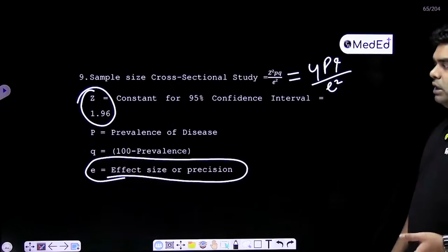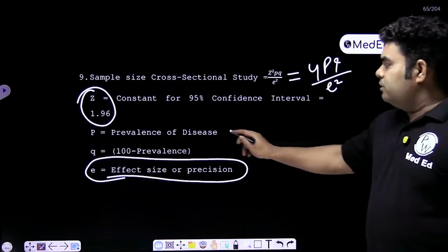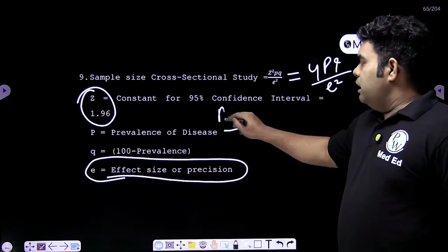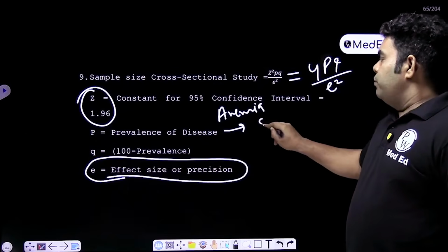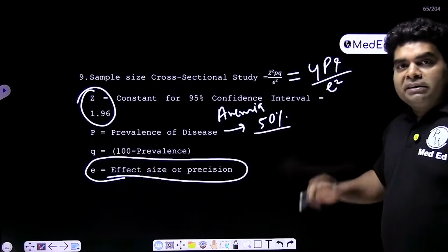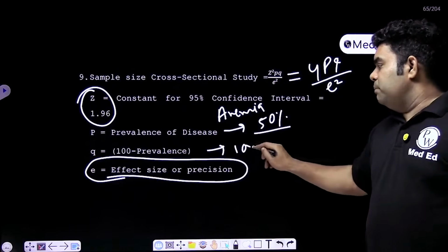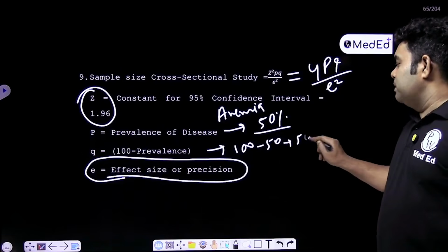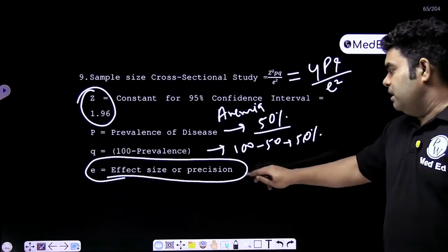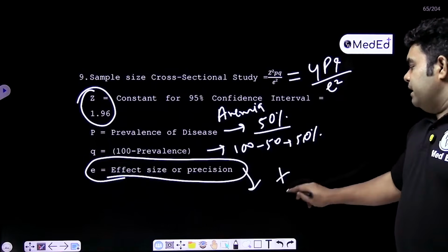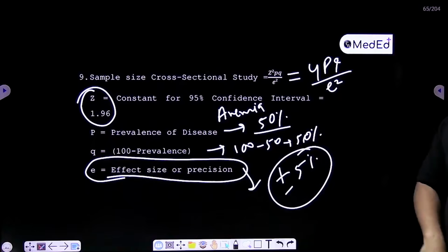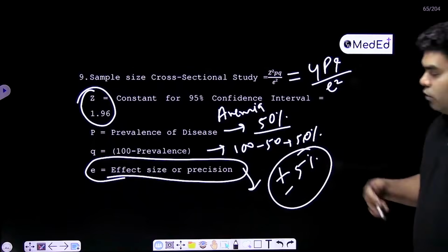So how can they ask this question? They will give the prevalence of a disease. Suppose they give the prevalence of anemia. Anemia prevalence is 50% in a population. Okay. So if P becomes 50%, what is Q? Q is 100 minus 50%, and 100 minus 50 is also 50%. And then they give the sample size. Suppose they give the effect size or precision. Precision is plus minus 5%. So you can have the fluctuation of anemia from 45 to 55%, plus minus 5% from 50.